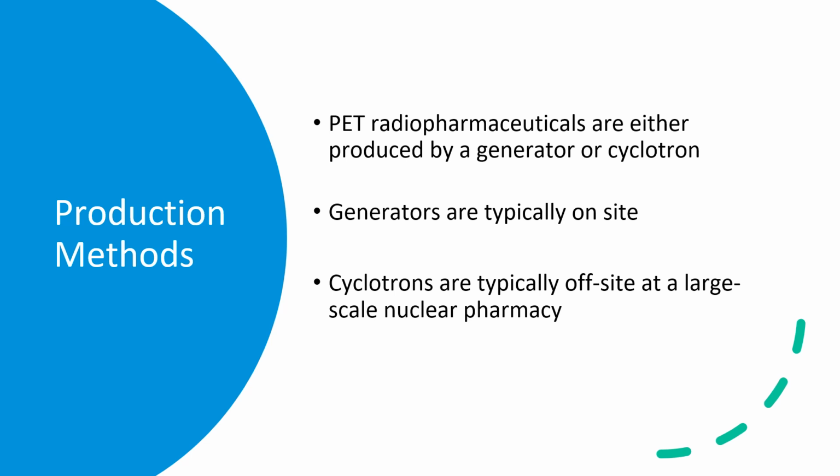Cyclotrons are very large. They take up a lot of space. And so if you are at a very large institution, very large research hospital, then you may have a cyclotron on site, but for most of the United States, for most places, that cyclotron is off-site at a larger scale nuclear pharmacy.